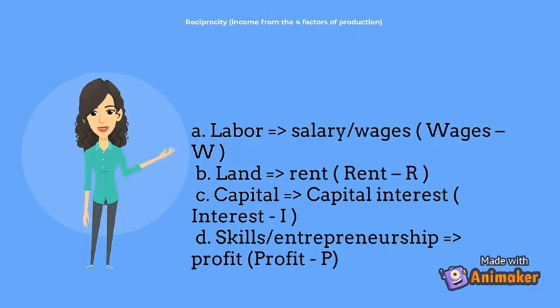Reciprocity, income from the four factors of production. A. Labor equals salary/wages, W. B. Land equals rent, R. C. Capital equals capital interest, I. D. Skills/entrepreneurship equals profit, P.